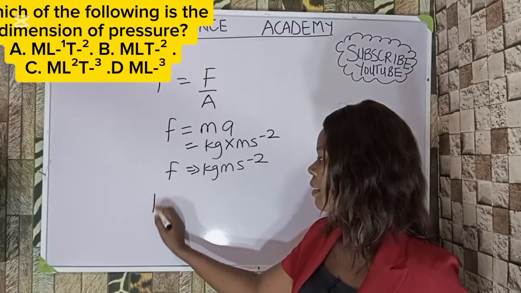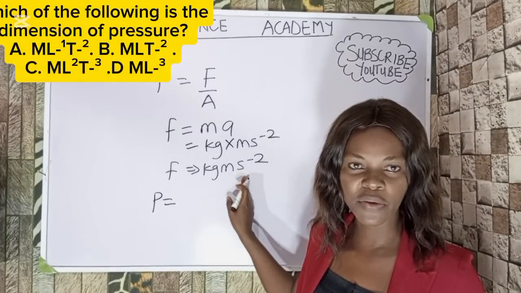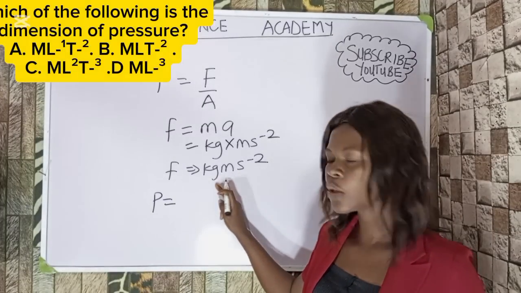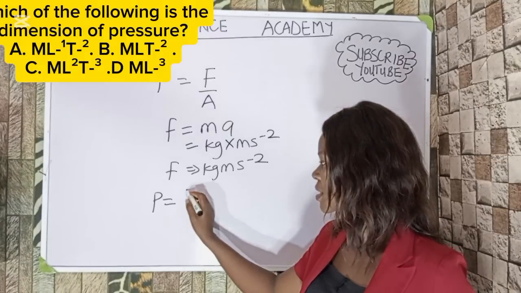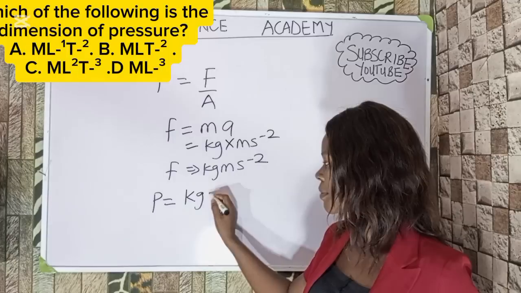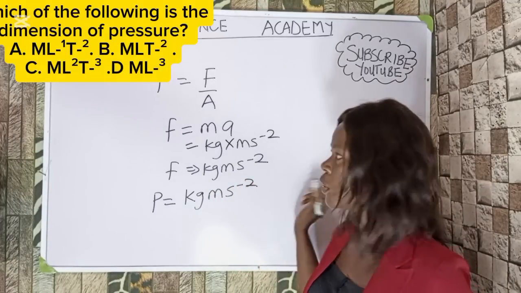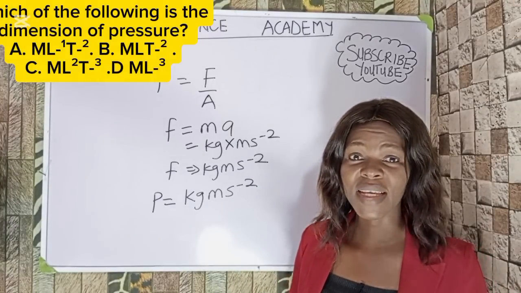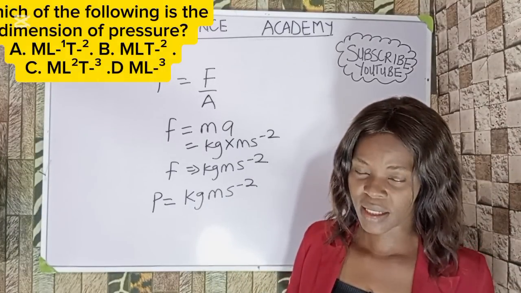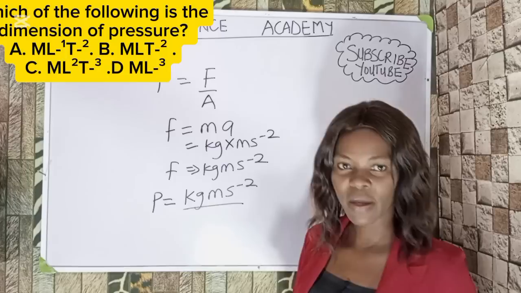So we can now put it here and work it out. Pressure is equal to, instead of writing force, I'm going to write the units, which becomes kilogram meters per second square. Okay, now what is area? Area is meter square. Remember, area is length times breadth, and any short distance is measured in meters. So let's go. We divide by what?